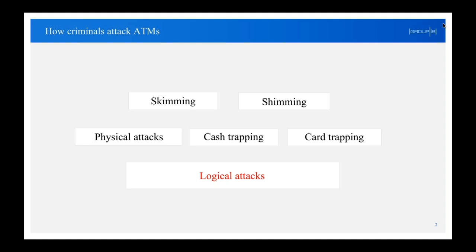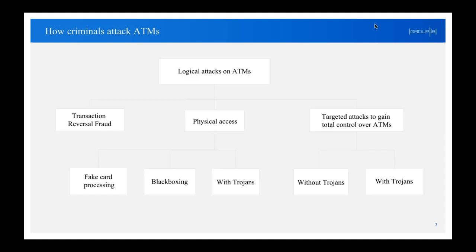But today, of course, let's focus our attention on the logical attack methodologies that were employed by the Cobalt group. Logical attacks on ATM sites are really broken up into three different categories. They can be broken up into transaction reversal frauds, and also physical access, where criminals get access to the ATMs. And this can include fake card processing, black boxing actually, which we've seen quite a lot of from Russian-speaking cyber criminal groups. The use of a black box after gaining physical access to the ATM casing.